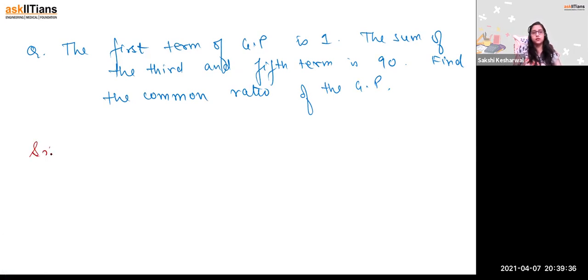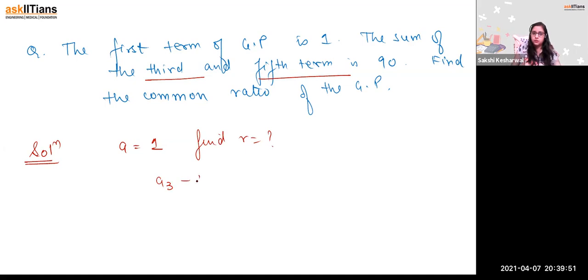Okay, this is your solution. It says that the first term of a GP is A equals 1. You have to find R. The sum of the fifth and the third term is equals to 90, so the third term plus the fifth term is equals to 90. So can I say that AR square plus AR to the power 4 is equals to 90? And A is equals to 1, so R square plus R to the power 4 minus 90 is equals to 0.